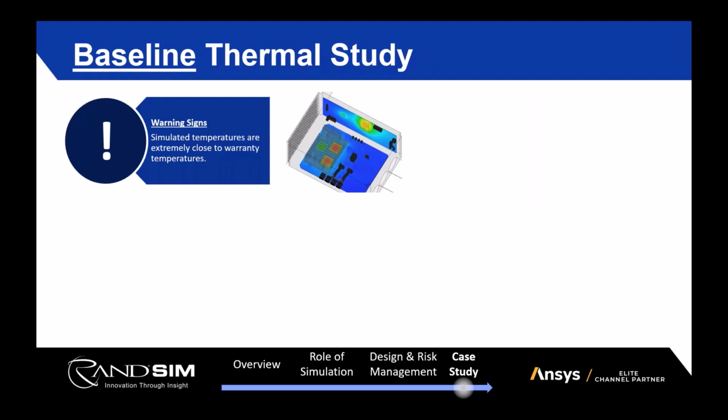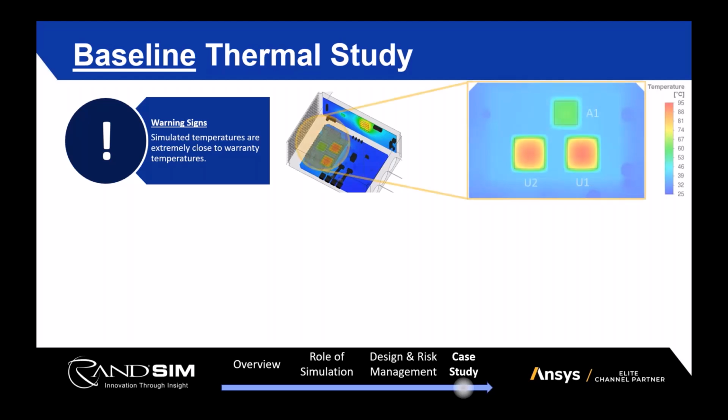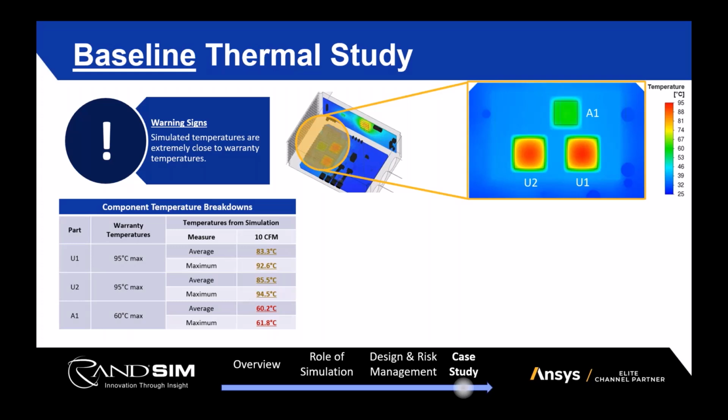When we ran that initial baseline analysis to see how my system would perform, it showed that temperatures on that PCB, specifically on those large thermal generating components on the bottom PCB, were getting really close to our warranty temperatures. You can see the two U chips there, we're getting up to 95 degrees, and then the A1 chip close to 60 degrees Celsius, where the A1 chip was actually exceeding the warranty temperature slightly, and the two U chips were getting close to it.